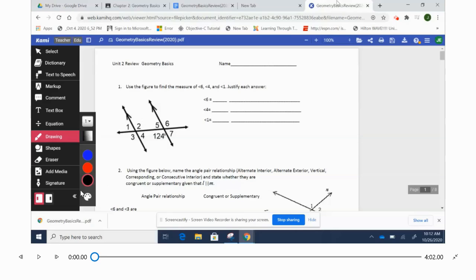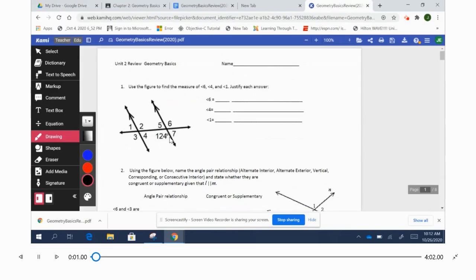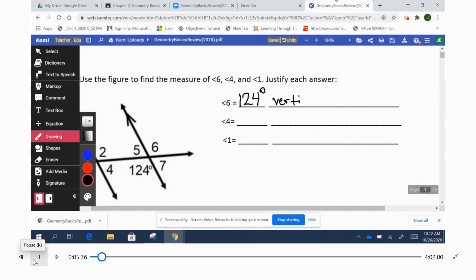And these markings right here, these arrows, tell us that those are parallel lines. And then this is the transversal that's creating the intersections. So we get the 124 here. Angle 6 is the vertical angle to that, so it's going to be the same. Vertical angles are congruent is going to be the justification of why angle 6 is 124.